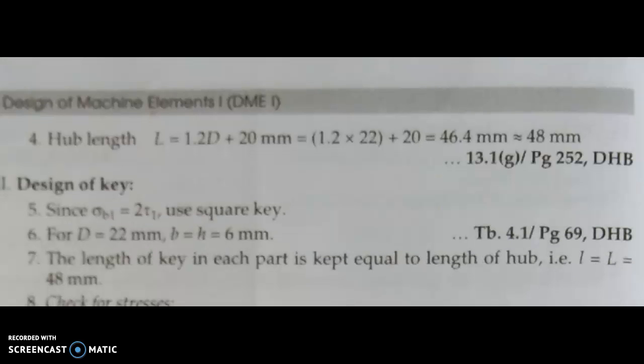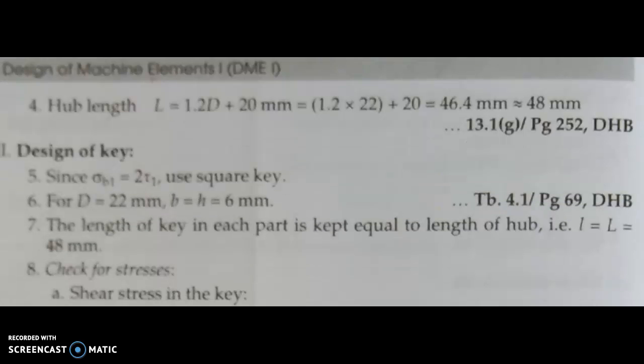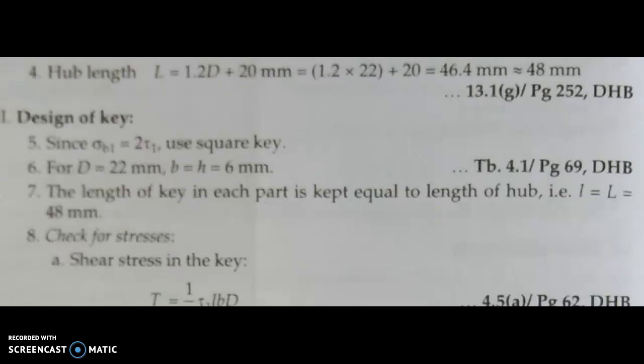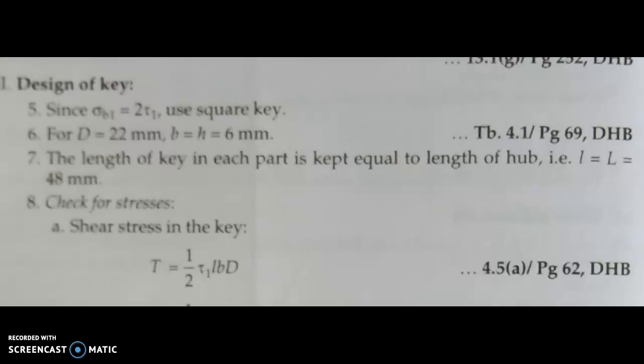Next, we can design the key. How can we find the key? It is in chapter 4 of the data book. So take page number 69 and table 4.1. We can find, for a value of D equal to 22 mm, the values of B and H are 6 mm. Then next we can go for the length, which is already taken, that is equal to 48 mm.